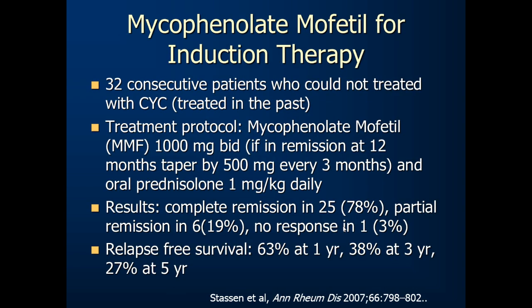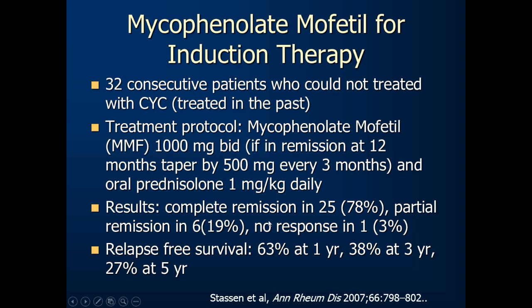So moving on to looking at mycophenolate for induction therapy. They looked at patients who could not be treated with cyclophosphamide, typically because they'd been treated in the past. It's a small study, just 32 patients, and they looked at using mycophenolate 1 gram BID, and then they would taper at 12 months. They would start tapering by 500 milligrams every 3 months until off, and then those patients received oral prednisolone.